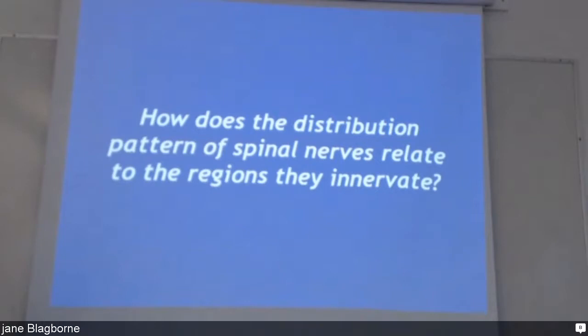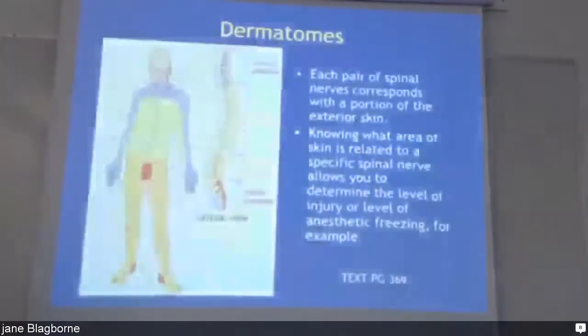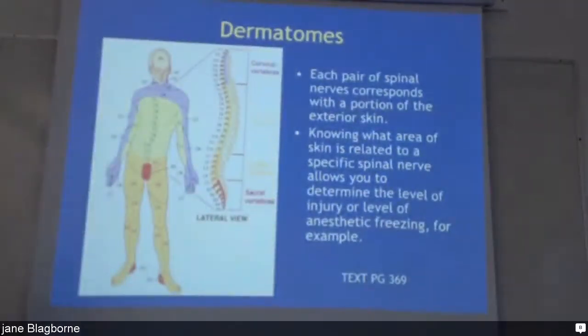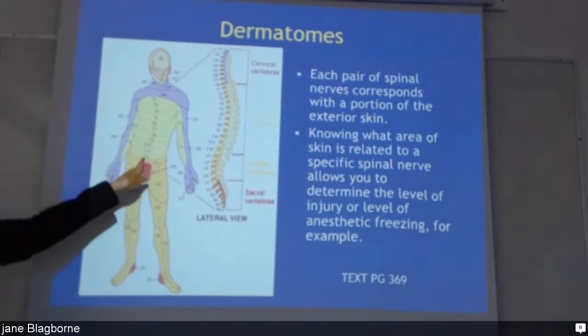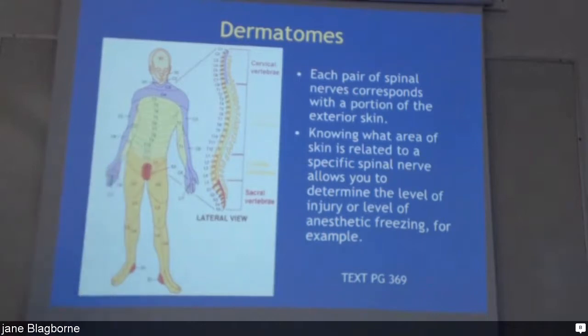So the distribution pattern of the spinal nerves relates to the regions they innervate. That means which regions they serve. This is called a dermatome, and you do not have to memorize this on any degree. You just have to know that that's what dermatomes are. They are just the layers that the spinal nerves serve.